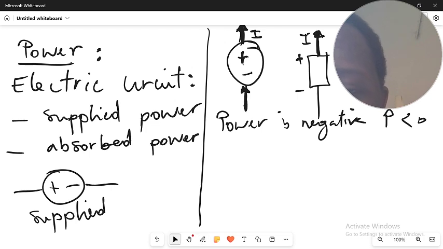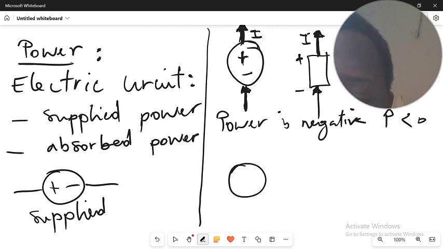When the current is leaving from the positive terminal, it is going to enter the negative terminal. Same as this one. So we'll see: if the current is leaving the positive terminal, it means that the component supplies power. If the current is entering the negative terminal, it means that the component is supplying power.